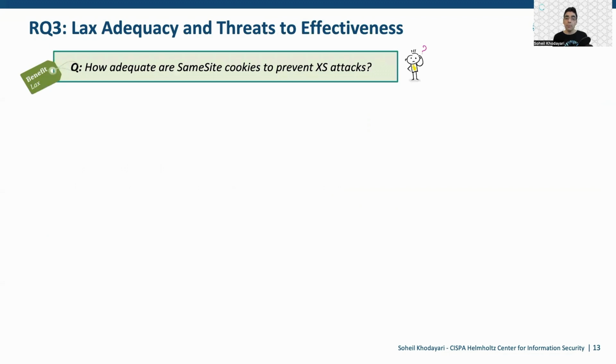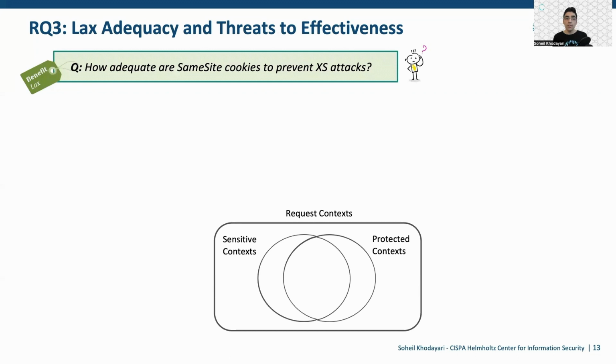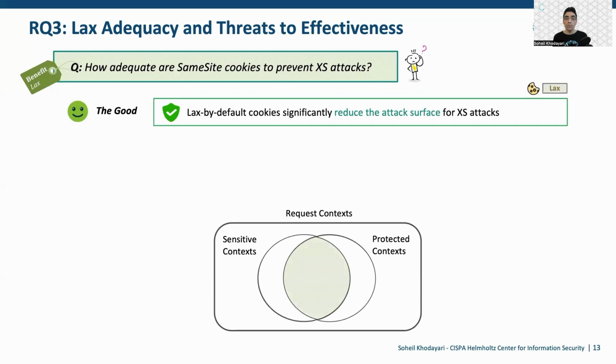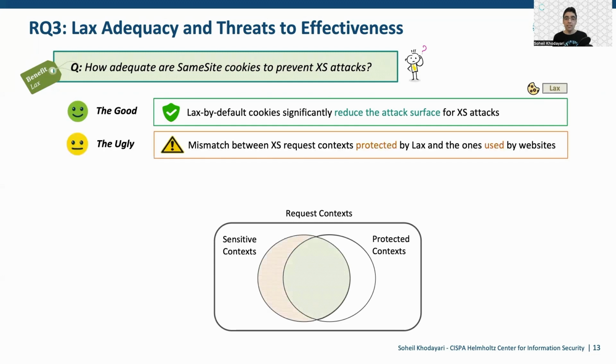Okay, so these were only some examples of the threats and measurements in the paper. But the point is, what did we learn from our experiments about the adequacy of SameSite cookies? When looking at the cross-site request context, we have the contexts that are protected by SameSite policies like LAX, and the contexts that are used for security-sensitive operations in web applications. The great thing about SameSite cookies is that they significantly reduce the attack surface for cross-site attacks, which is fantastic. However, as we have demonstrated, there is a mismatch between cross-site request contexts covered by LAX and the ones used by websites to implement security-sensitive operations.